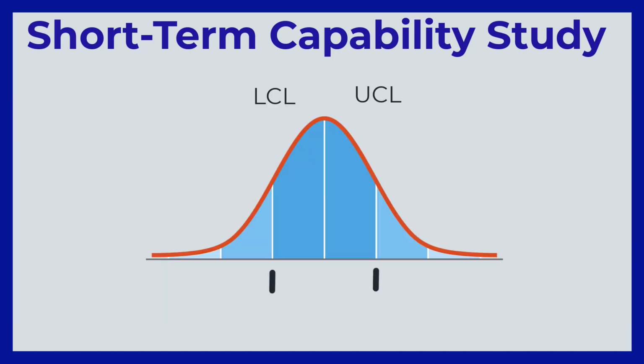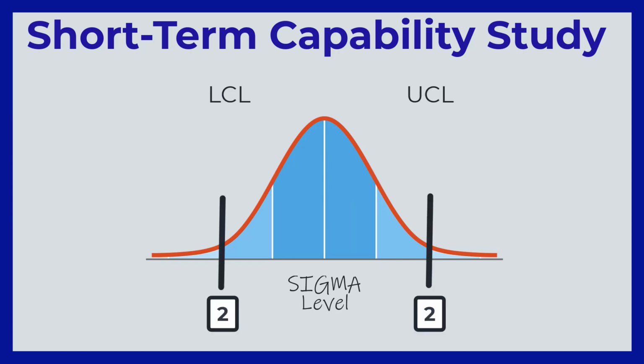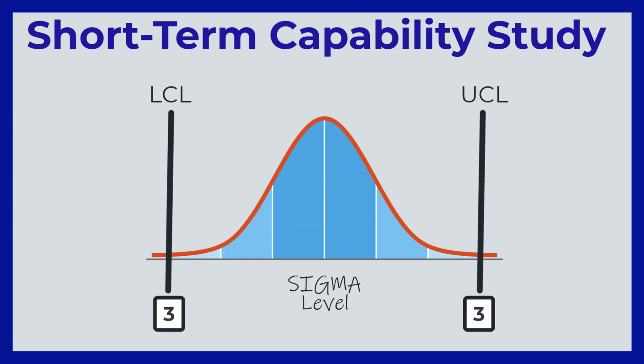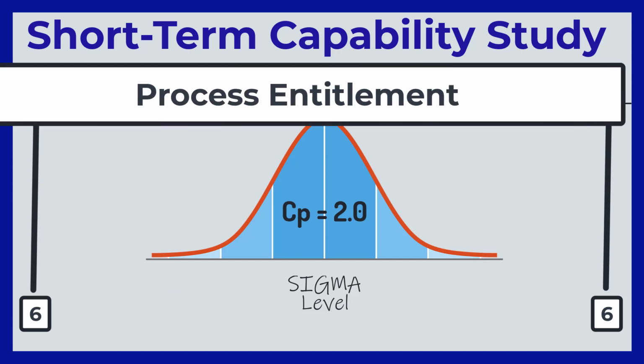In general terms, every 1 standard deviation or 1 sigma of process variation equates to 0.33 CP, and every 2 standard deviations equates to 0.66 CP. And so a 3 sigma process will yield a process capability of 1 CP. A 6 sigma process reflects a CP of 2.0. Remember, a short-term process capability study reflects process entitlement.